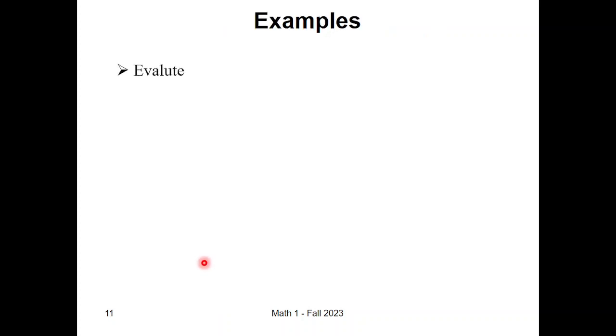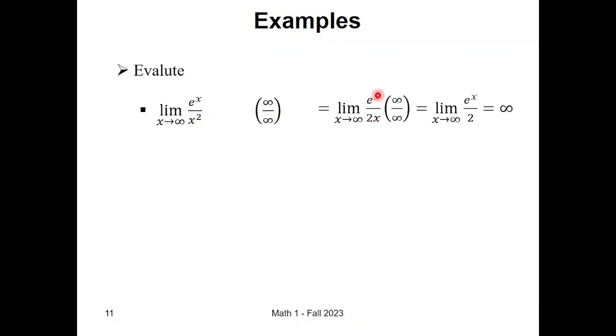Let's go to some examples. In this case, we want to find the limit of e power x over x squared as x approaches infinity. Clearly, when x approaches infinity, e power infinity is infinity, and also x squared approaches infinity. So we have infinity over infinity. We can apply L'Hopital rule now by differentiating. It is e power x over 2x, and it is again infinity over infinity. So we can apply L'Hopital rule again.